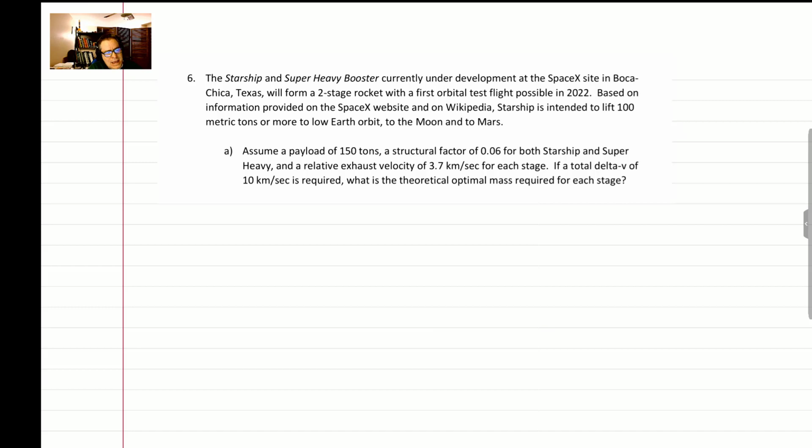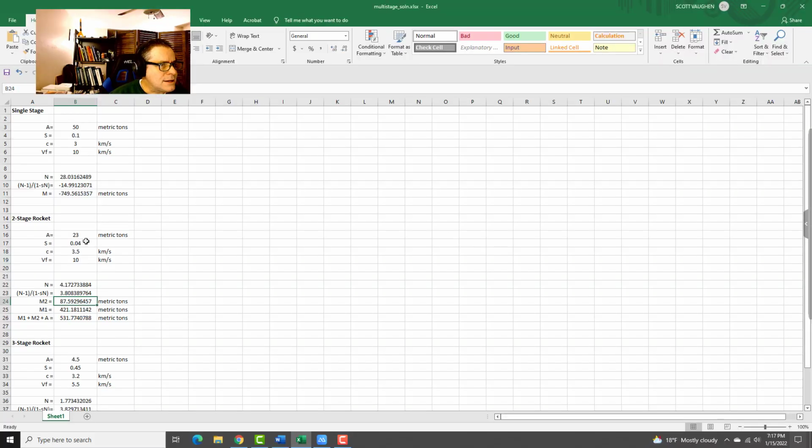So let's assume a payload of 150 metric tons, a structural factor of 0.06 for both stages, the Starship itself and the Super Heavy booster. Let's take a relative exhaust velocity of 3.7 kilometers per second for each of those stages. And if, again, we want a total delta V of 10 kilometers per second, what is the theoretical optimal mass required for each stage? So back to the Excel file, let's put in 150.